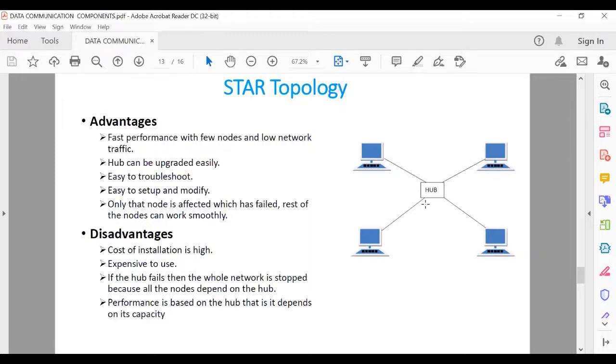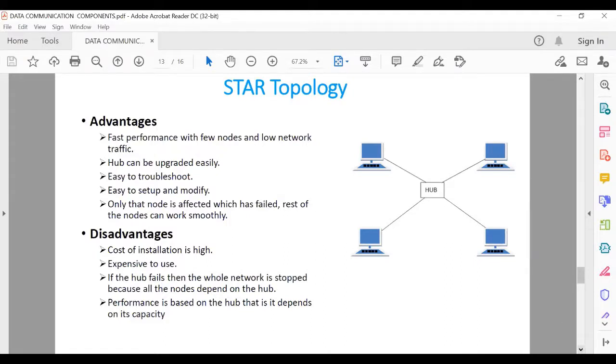Now, disadvantages are there, like the cost of installation is very high, it is expensive. If the hub fails, then the whole network is stopped because all the nodes depend on the hub. Performance is based on the hub, that is, it depends on its capacity. So these are the disadvantages of the star topology system network.